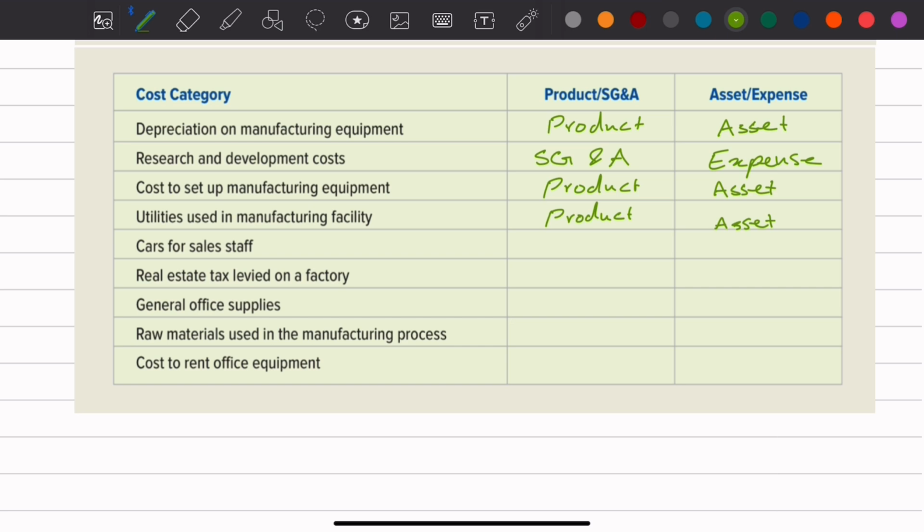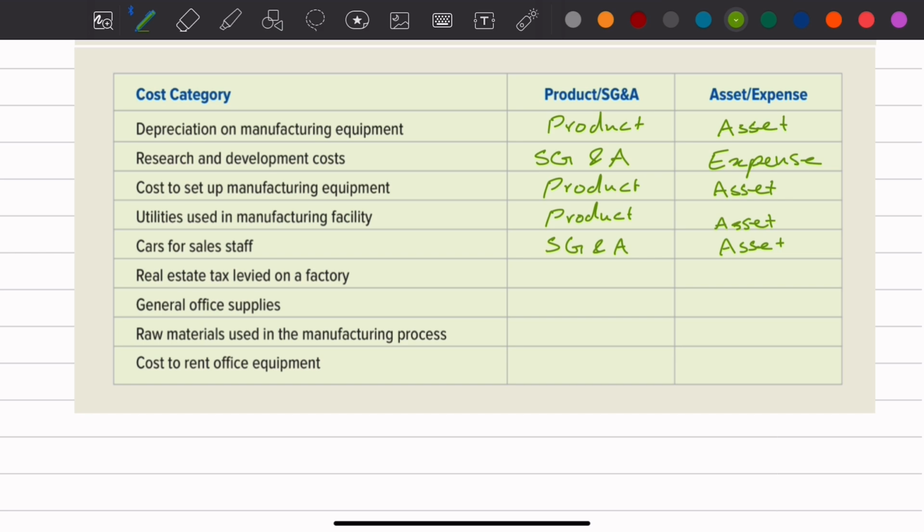Next, we have cars for sales staff. Now these are a little bit different. These are cars, so they are an asset, but this asset is not really directly related to the manufacturing process, because these cars are used by the sales staff. So we're going to classify it as SG&A. However, it's not going to be an expense just yet. It's going to be an asset, and then of course over time we're going to depreciate these cars, and that depreciation is going to be recorded as an expense.